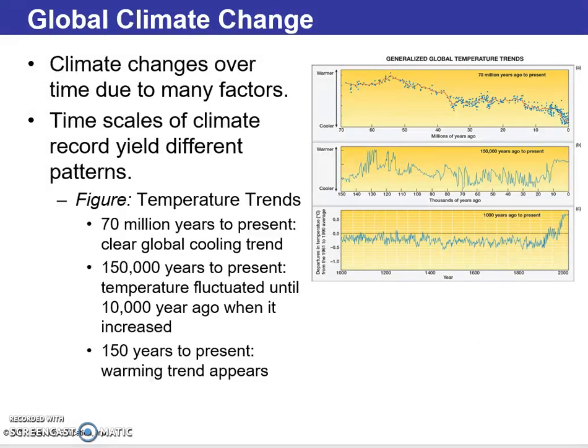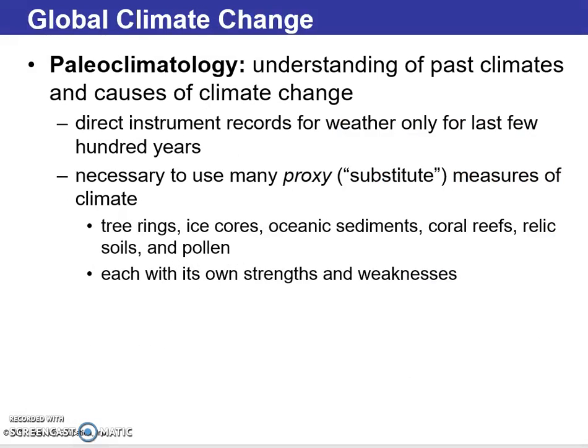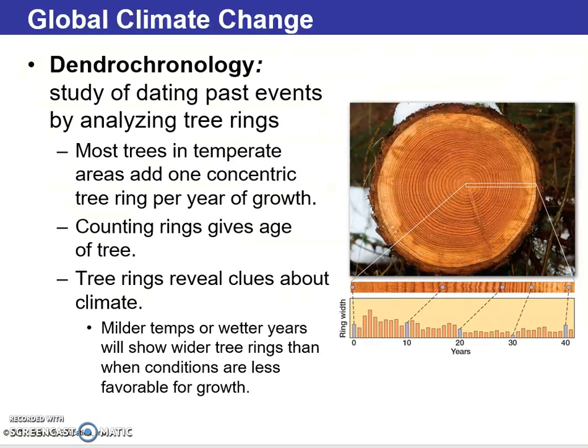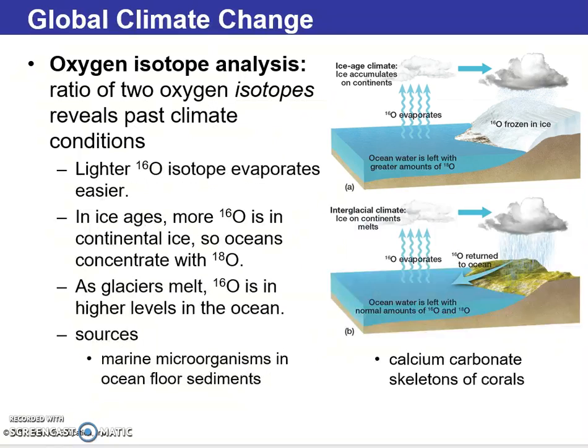We talked about the Ice Age, cold fronts, and then we talked about some of the human-induced climate change, which we call anthropogenic. Some of it's natural. And then understanding of past climates and causes of climate change is paleoclimatology. Kind of got two disciplines pulled together. Study of past events by analyzing tree rings, dendrochronology. And then oxygen isotope analysis.